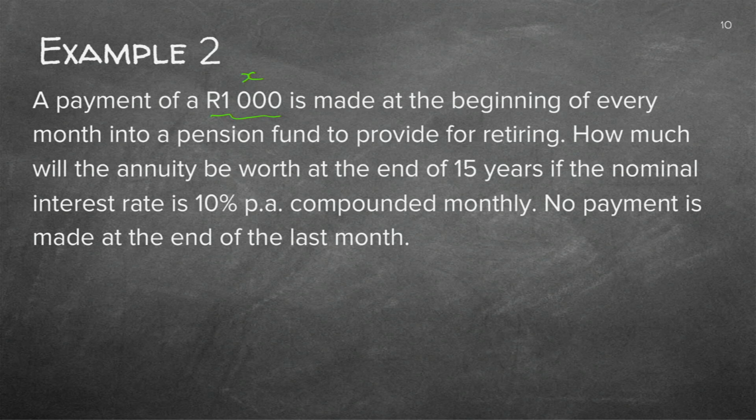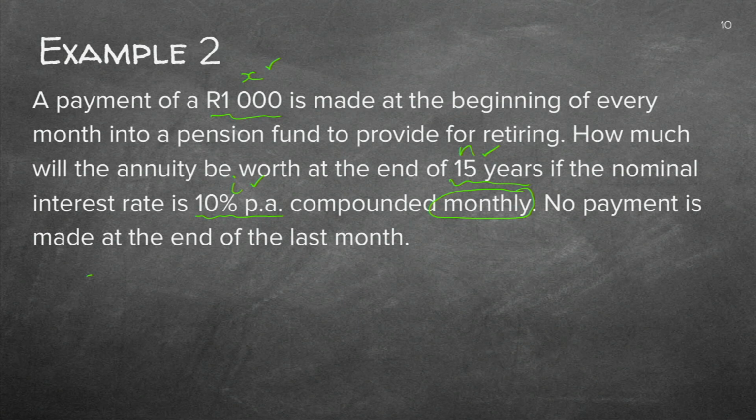At the beginning of every month into a pension fund to provide for retiring. How much will the annuity be worth at the end of 15 years? There's your N. If the nominal interest rate is just the normal interest rate, 10% per annum, that's your I, compounded monthly. No payment is made at the end of the last month. Okay, that is a little bit different. So let's do our timeline. Let's just quickly see, do I have my 3 ticks? 1, 2, 3 ticks. I have my 3 pieces of information.